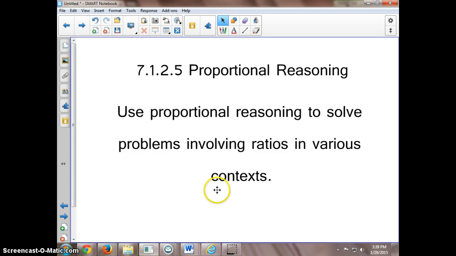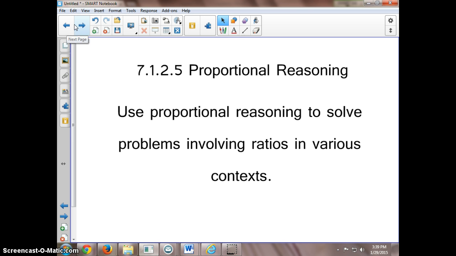Today, by the end of the lesson, you will be able to use proportional reasoning to solve problems involving ratios in various contexts. Please pause this video and write this learning target down in your planner. Today, the context that we're going to be focusing on are just tables. So you're going to rate yourself just on how well you can use proportional reasoning to solve problems involving tables.